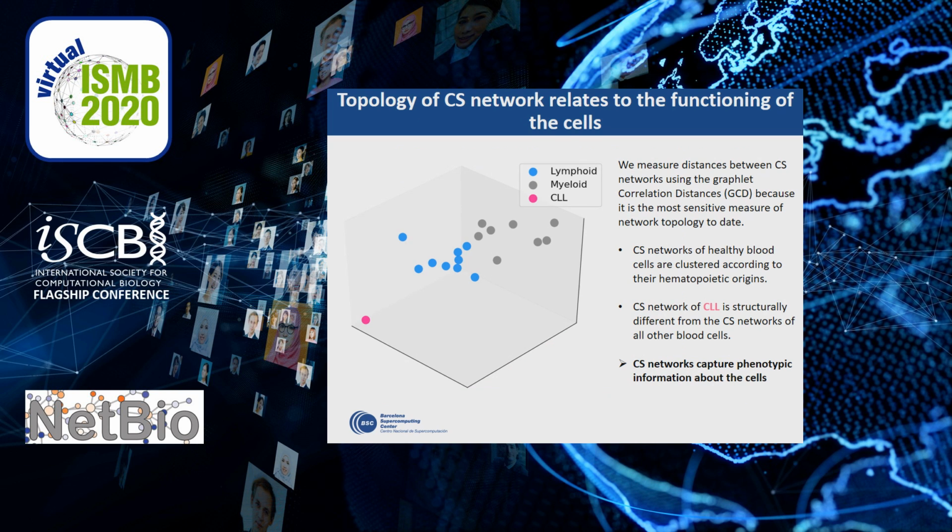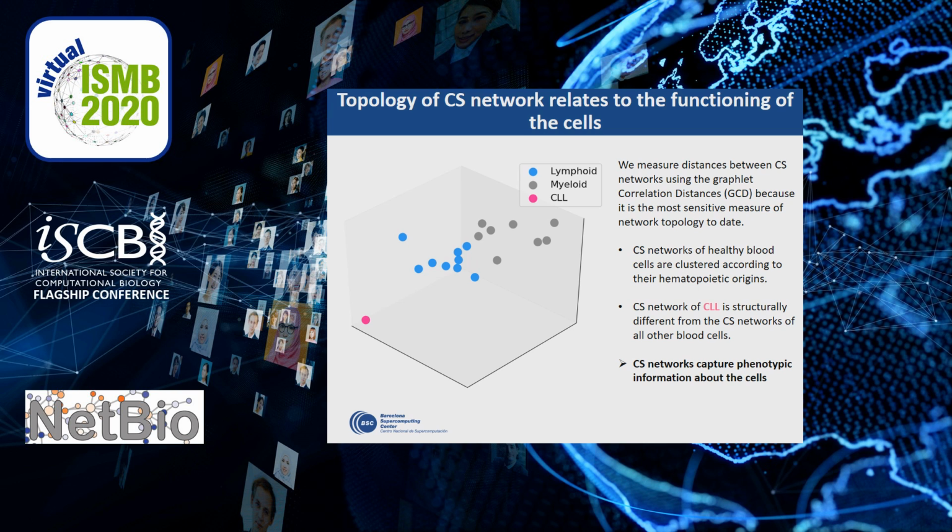So the first question that we asked is if the topology or the wiring patterns of those chromatin structure networks relate to the functioning of the corresponding cells. The first thing to know is that those 17 cell types are in fact divided into hematopoietic origins. About half of them are lymphoid cells, including the naive B cells, and the other half correspond to myeloid cells.